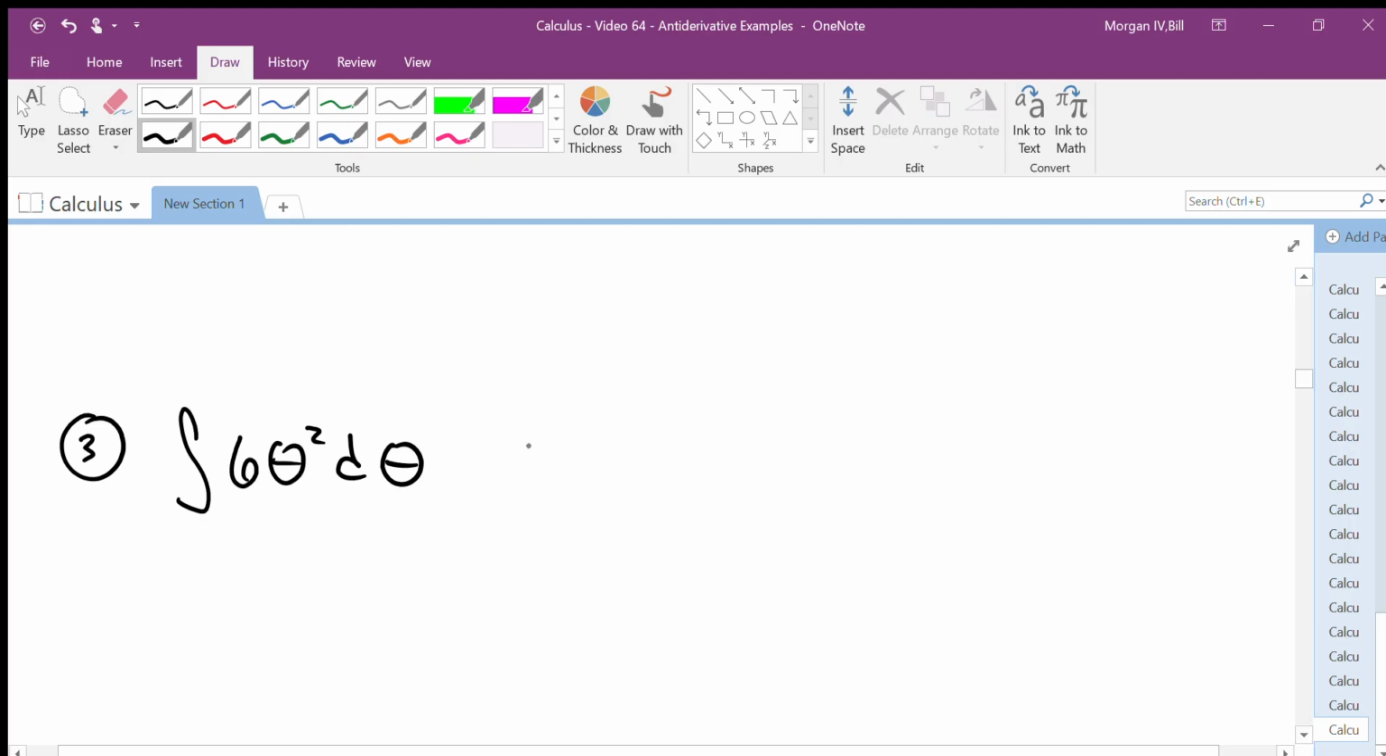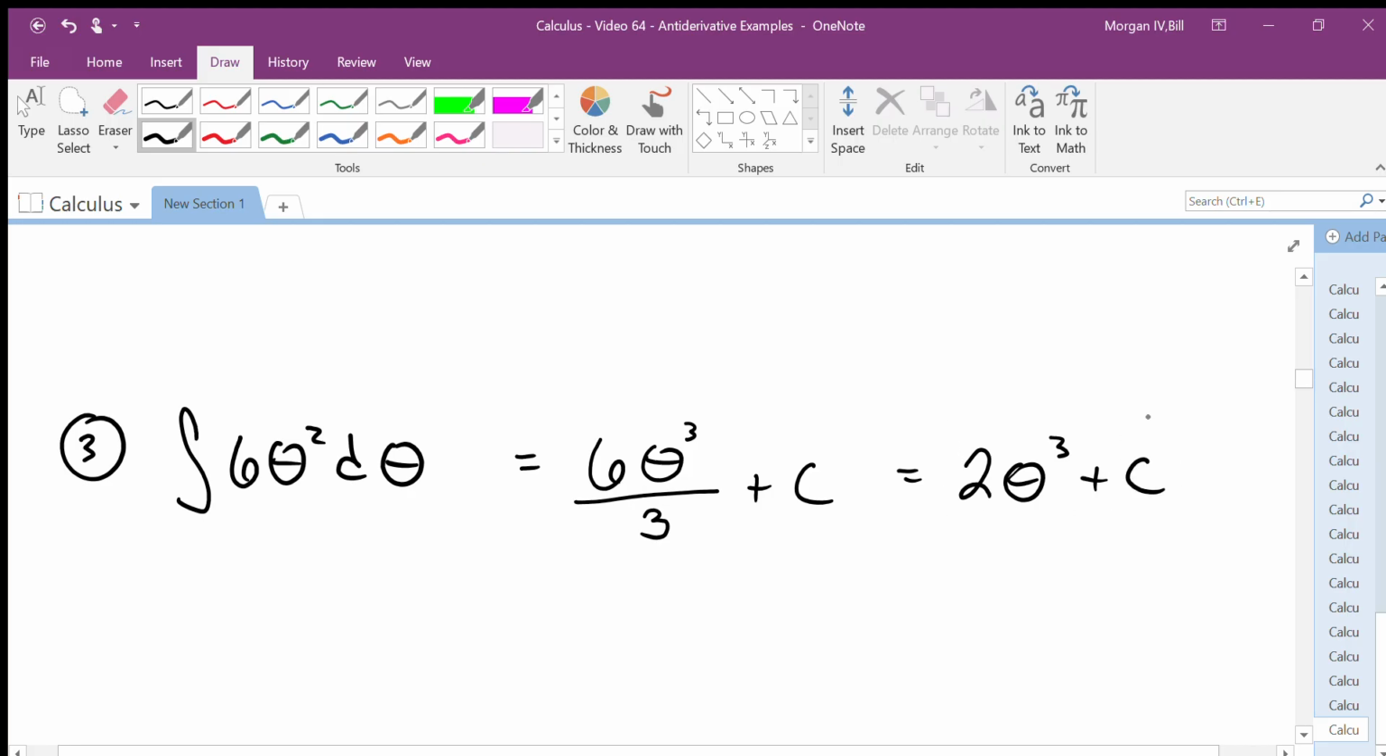We're going to do the power rule. We're going to add 1 to the exponent. So now this is 6 times theta to the third. We're going to divide by our new exponent of 3, and then plus c, for a final answer of 2 theta cubed plus c. And if you took the derivative of that, with respect to theta, you would get 6 theta squared, and that's what you have as your original function. So if that one works. So notice if I have a 6 theta squared d theta, I'm getting a theta in my answer.